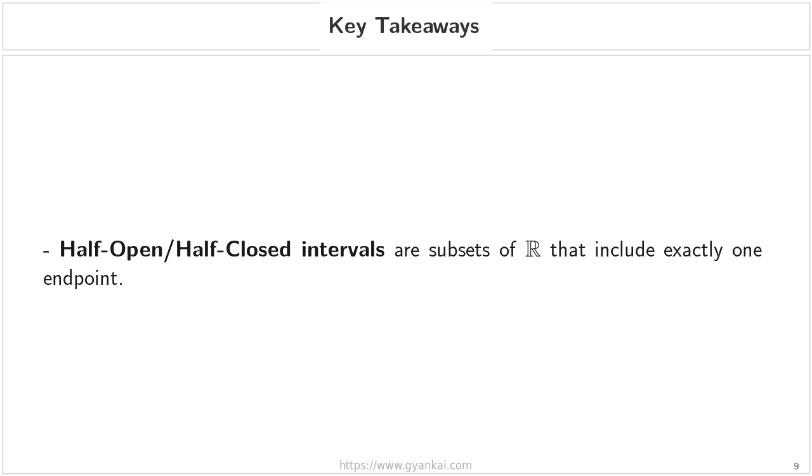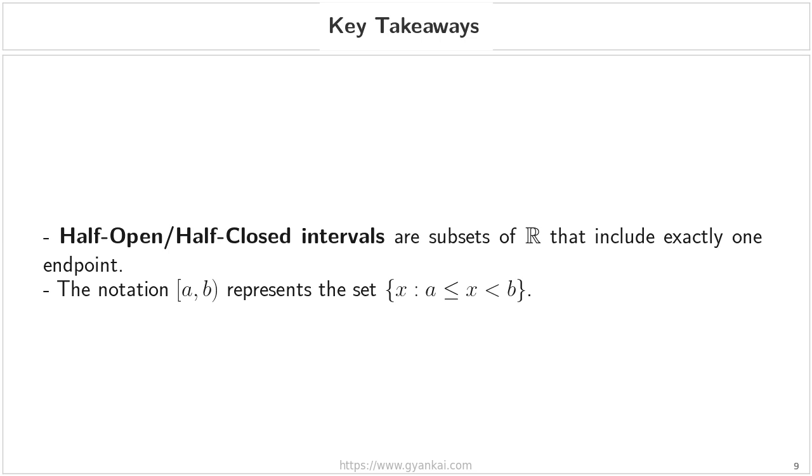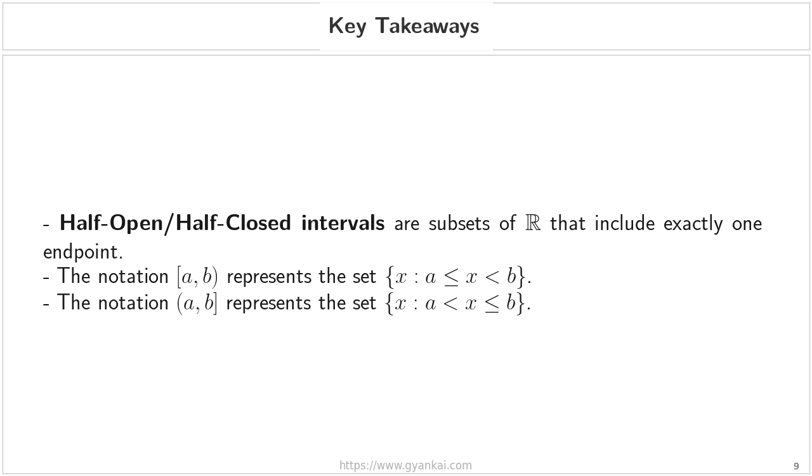Key takeaways. First, remember that half-open or half-closed intervals are specific subsets of the real numbers that include exactly one of their endpoints, leaving the other one out. Next, let's look at the two notations we've practiced. The notation left square bracket, a, comma, b, right parenthesis, represents the set of all x, such that x is greater than or equal to a and strictly less than b. On the other hand, the notation left parenthesis, a, comma, b, right square bracket, represents the set of all x, such that x is strictly greater than a and less than or equal to b.